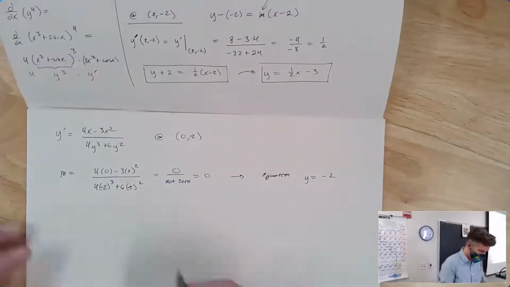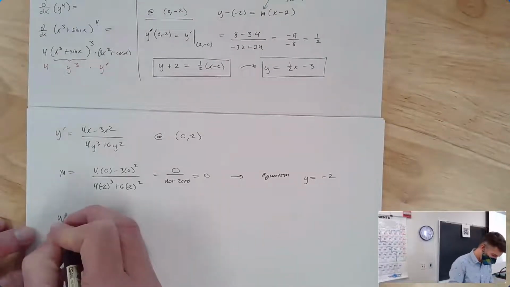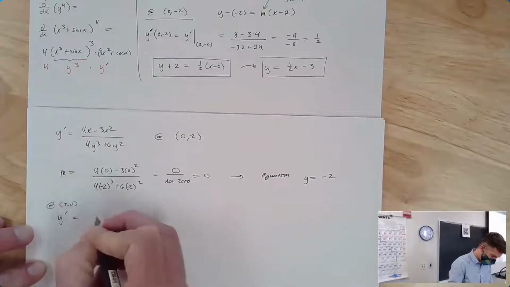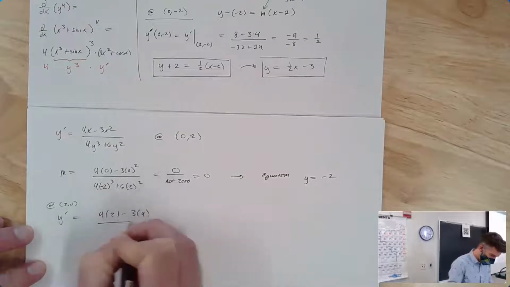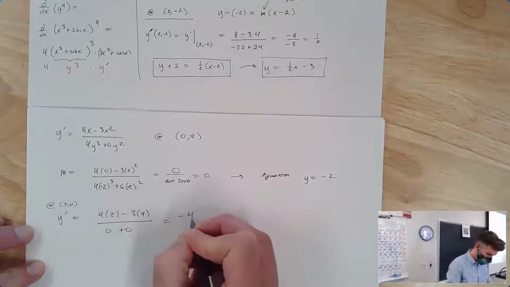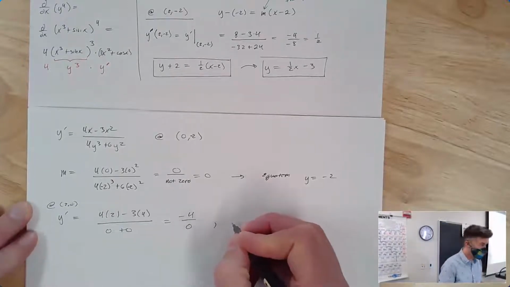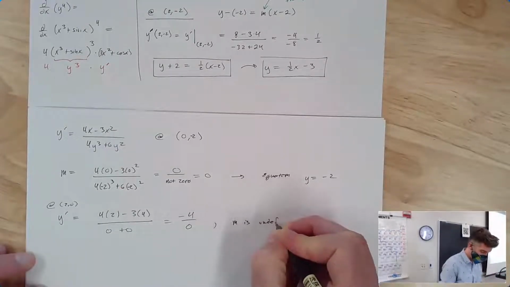And then at the point (2, 0), something similar, but different, is going to happen. At (2, 0), we're going to get 4 times 2 minus 3 times 4 over 0 plus 0, which is not 0 over 0. What does that mean? I've got -4 divided by 0 for my slope. It means my slope is undefined, which means we have a vertical line.